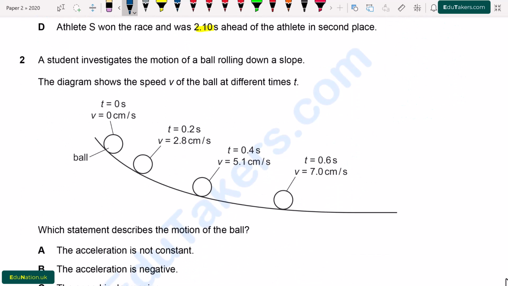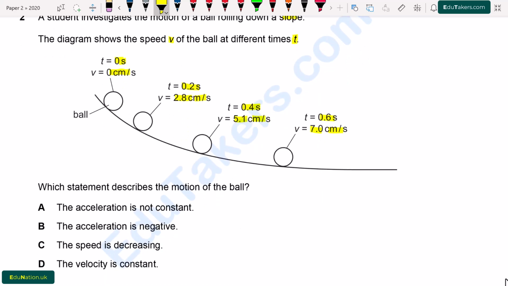Question number 2. A student investigates the motion of a ball rolling down a slope. The diagram shows the speed v of the ball at different times t. First of all, time t is equal to 0 second, speed is 0 centimeter per second. When t is equal to 0.2 second, speed is 2.8 centimeter per second. When t is equal to 0.4 second, speed is 5.1 centimeter per second. And at t is equal to 0.6 second, speed is 7.0 centimeter per second. It means that the value of speed is not constant and it increases with the passage of time.